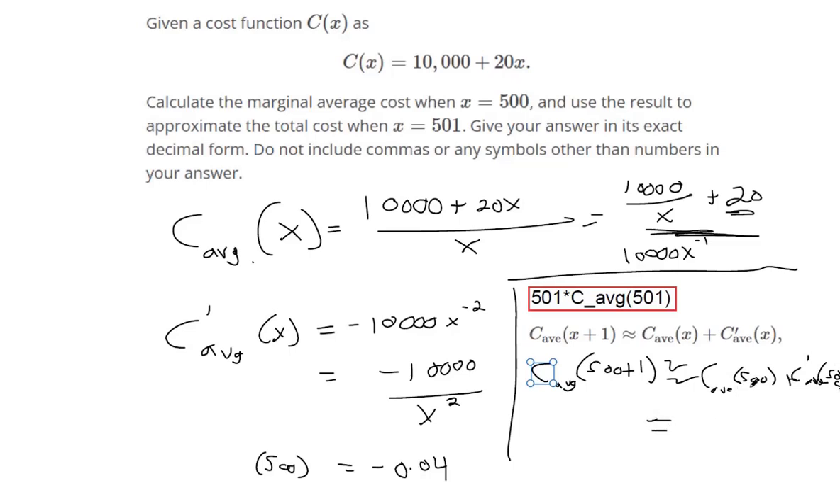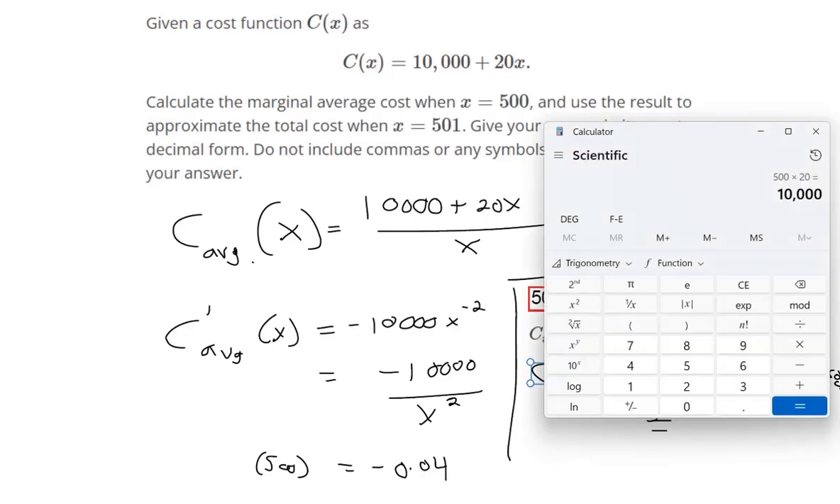Okay, so if you plug 500 into the average cost, 500 times 20 is 10,000, so this is 20,000 divided by 500.